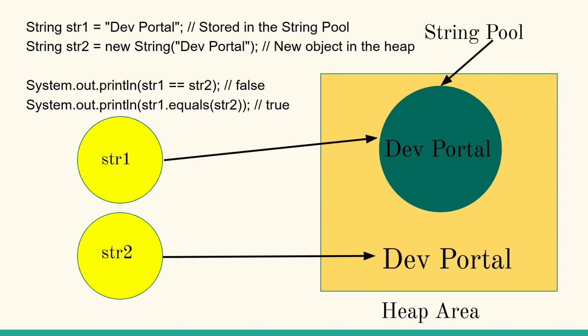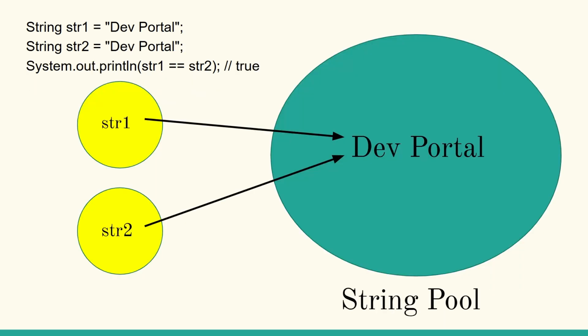And one more benefit is consistency. As we can see in the previous slide, here str1 and str2 refer to the same object. If I try to change the value of str1 from dev portal to Java, then it will refer to some other reference and my str2 will have no impact. So consistency is also there. If I try to modify the value of any one of these strings, it will not impact anywhere in my application.